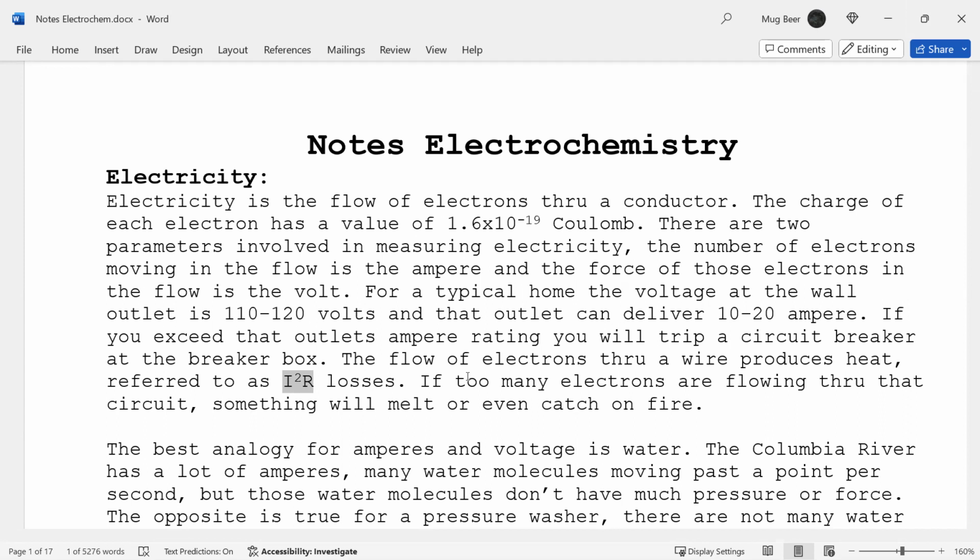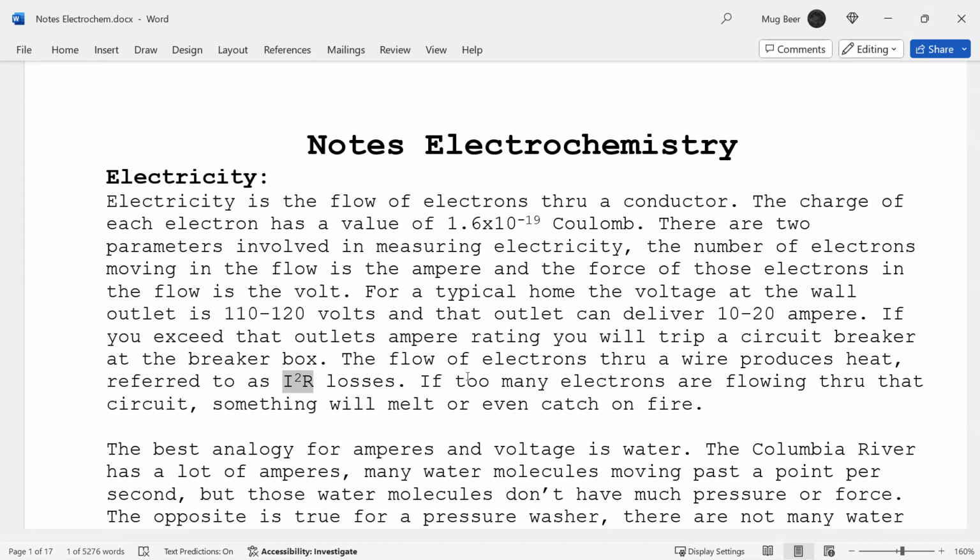What I want you to be thinking about is that as the electrons are flowing through a conductor, they actually produce kind of a friction effect. And the friction effect is I squared R. That's whatever the amperage is, squared, and then multiplied by the resistance of the conductor. So if the conductor has any sort of resistance, you'll end up producing a bunch of heat.